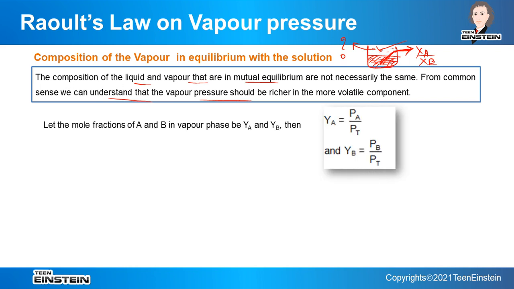So in the vapor phase, if the mole fraction is Ya and Yb, we can find out Ya by applying this equation, that is Pa by Pt. So Pa we already know how to calculate. Pa is basically Pa naught into Xa. And in a similar way, you can also find out the mole fraction of B in the vapor state by taking this ratio. So Pb is basically Pb naught Xb. So if you know Pt, Pb naught and mole fraction, you can easily find out what will be the mole fraction of A and B in the vapor phase.